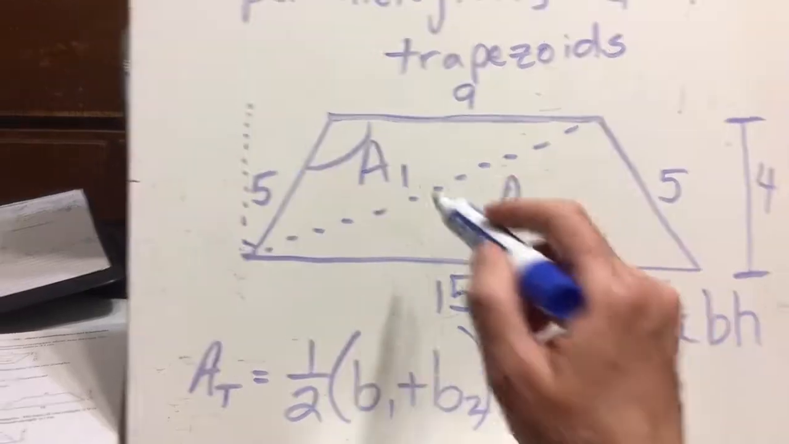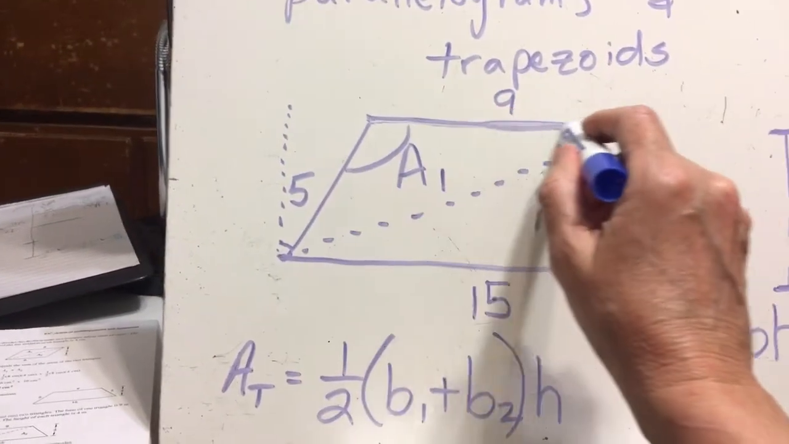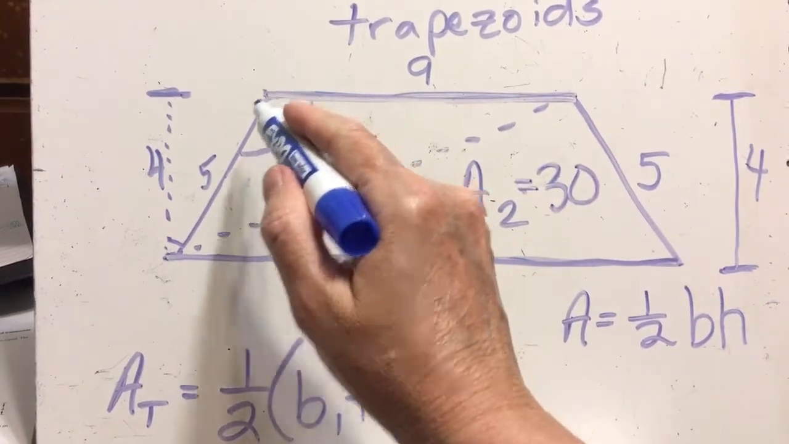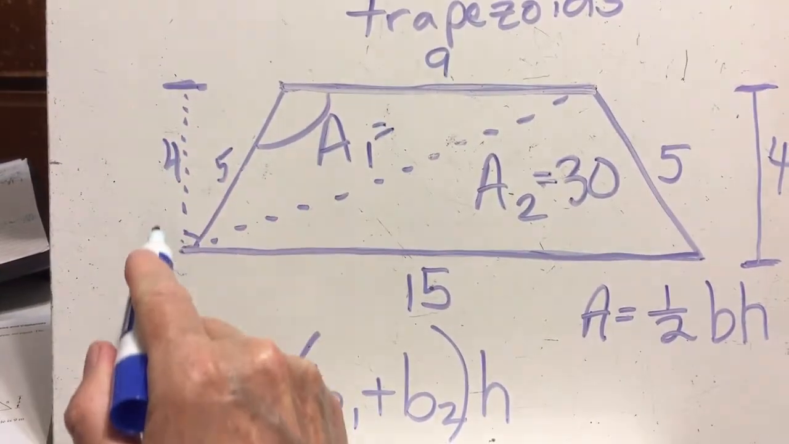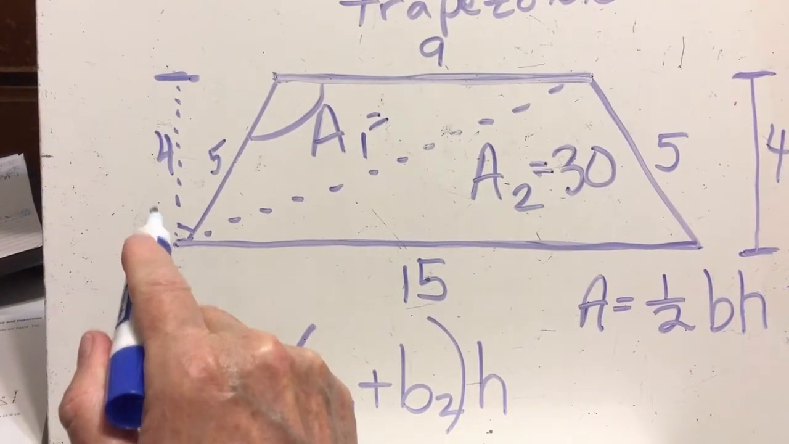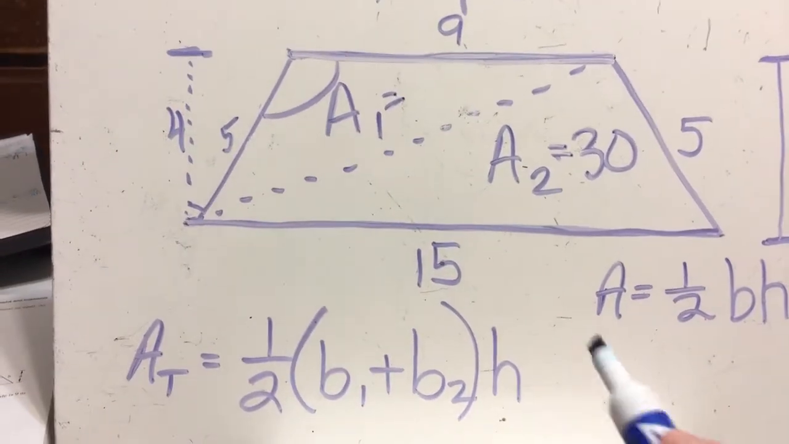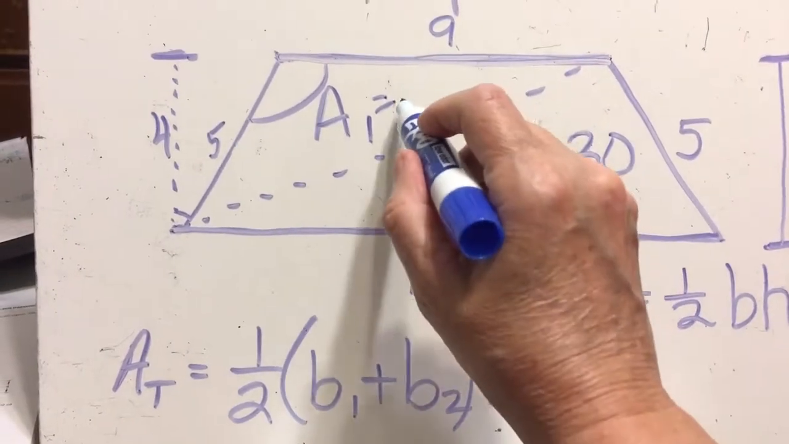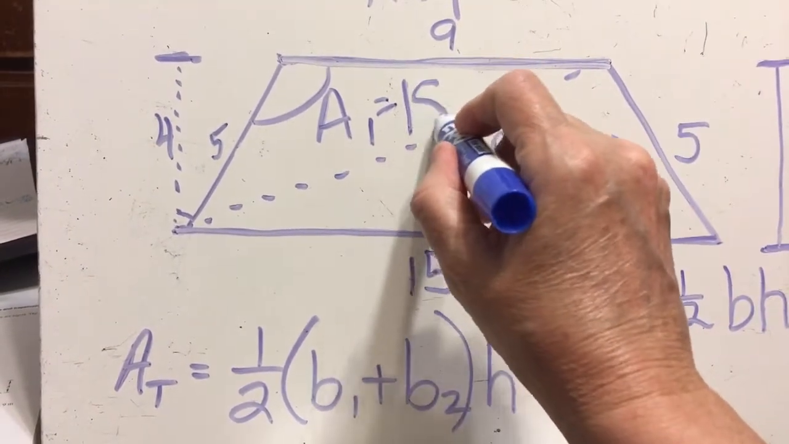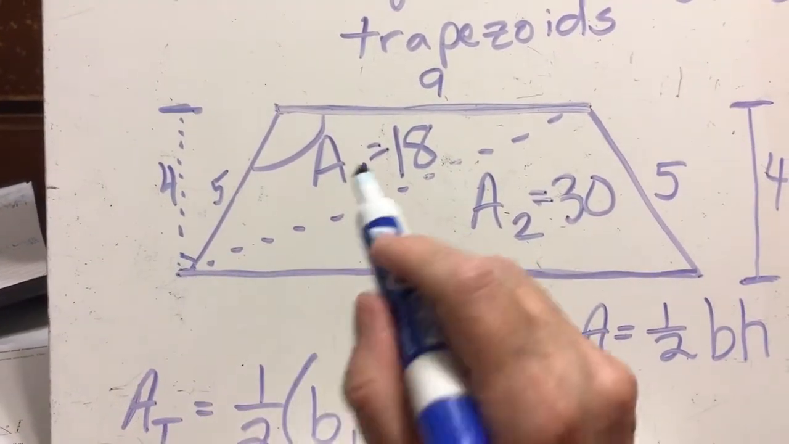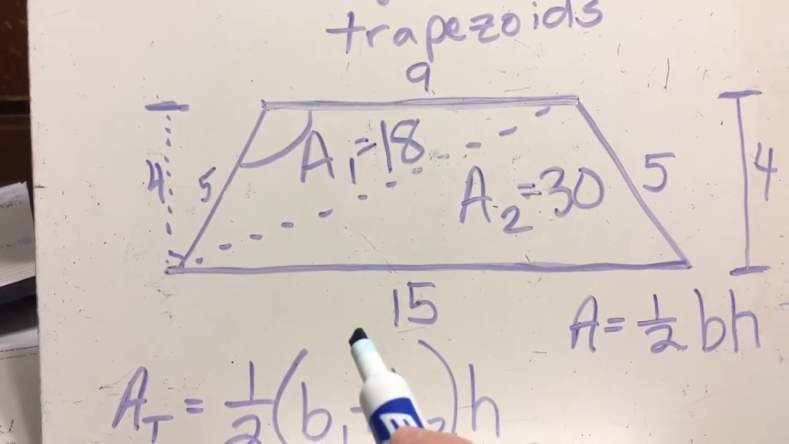So when I'm looking at this triangle, we will use 9 times the vertical height, 4. 9 times 4 is 36, and we're going to cut that in half. 36 divided by 2 is 18. So area 1 here is 18. 9 times 4 is 36, times 1/2 is 18.